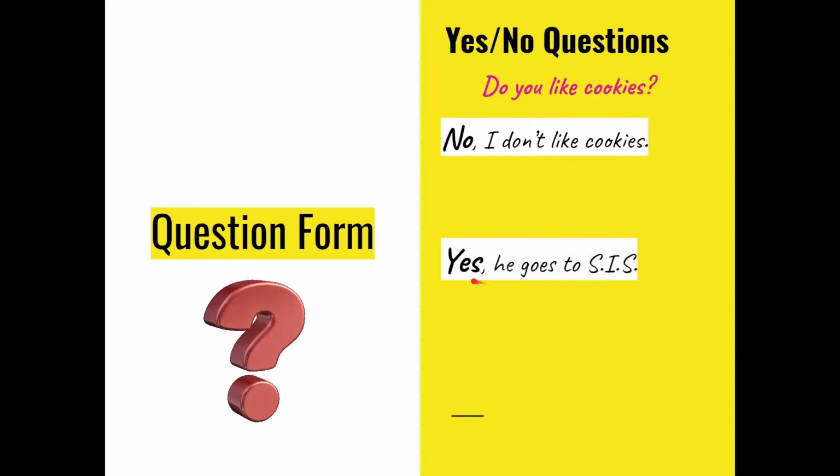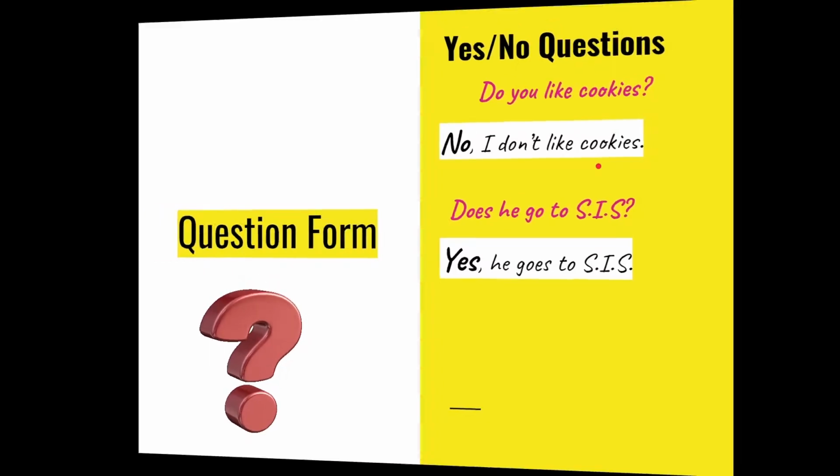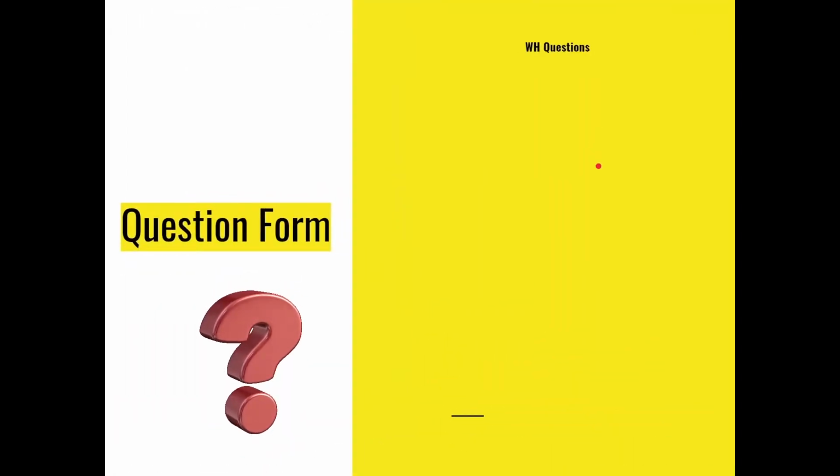What about this? Yes, he goes to SIS. I have a subject here. It's he. And I have yes or no. This means the question will start with does. Does he go to SIS? Why did I use does? Because it comes with he, she, and it. So the rule goes like that.